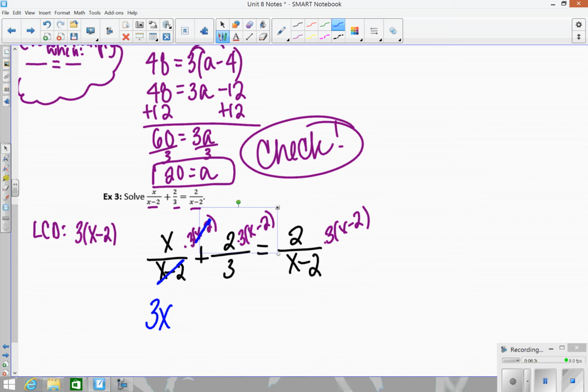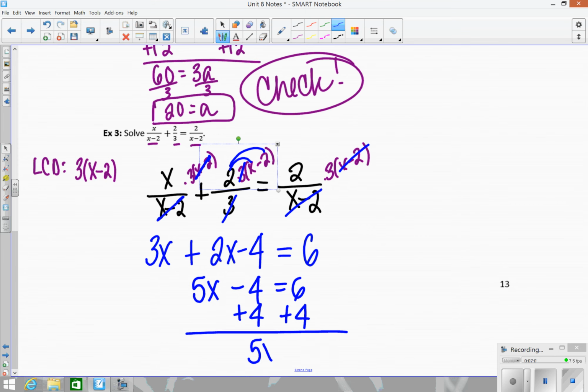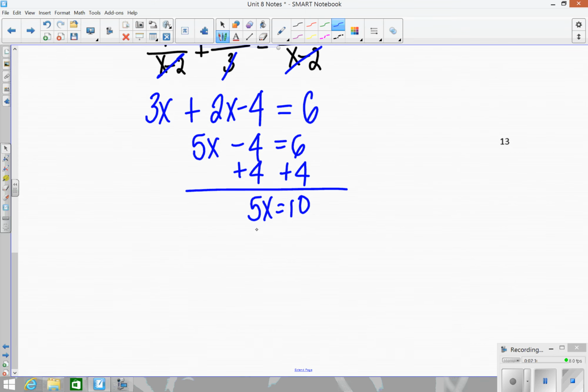And then for this one, I can get rid of those 3s, and I'm going to go ahead and distribute this, 2x minus 4, equals, and then I can cancel out the x minus 2, equals 6. And I took something that's really complicated and I just made it really simple, because now it's just a linear equation to solve. So we're going to go ahead and combine our like terms. So we have 5x minus 4 equals 6. Add the 4 to both sides, so we have 5x equals 10. Divide by 5, we get x equals 2.